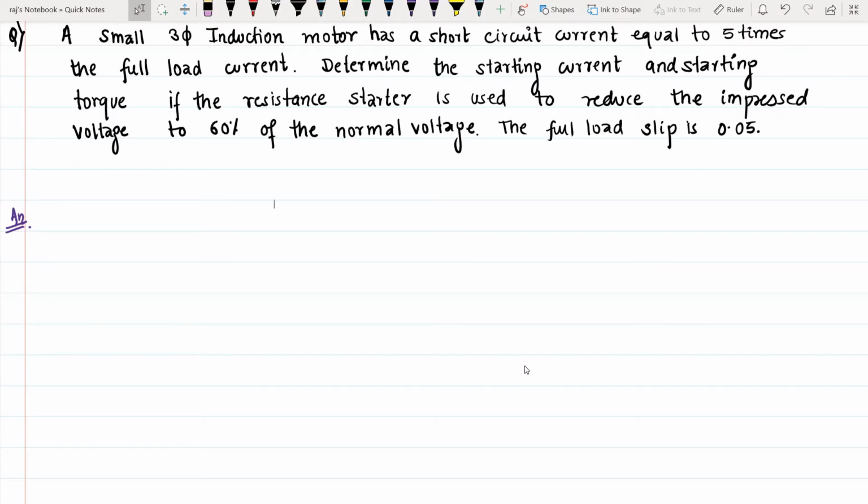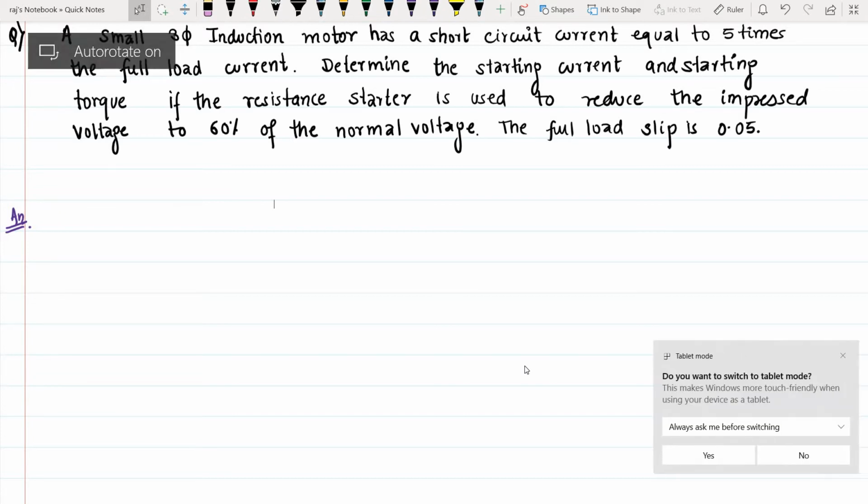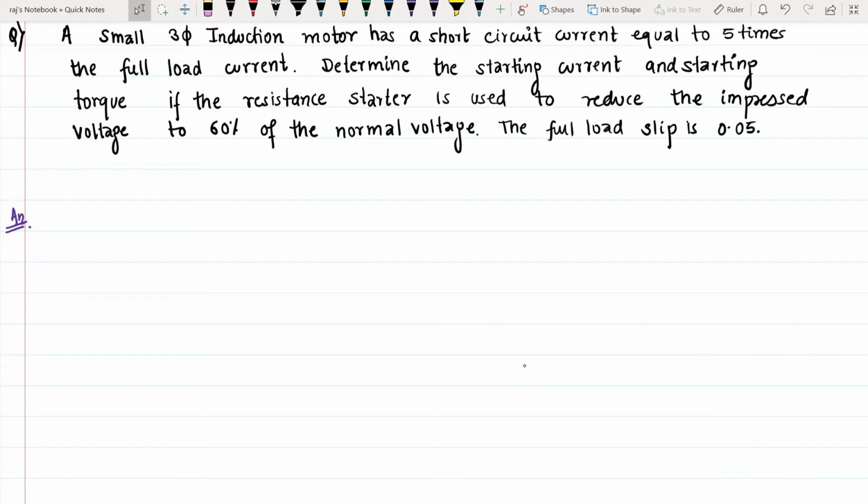So first question is, a small three-phase induction motor has a short circuit current equal to 5 times the full load current. Determine the starting current and the starting torque if the resistance starter is used to reduce the impressed voltage to 60% of the normal voltage and the full load slip is given as 0.05. So first of all, let us write down what is given.